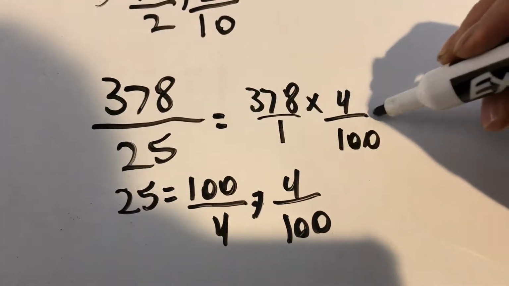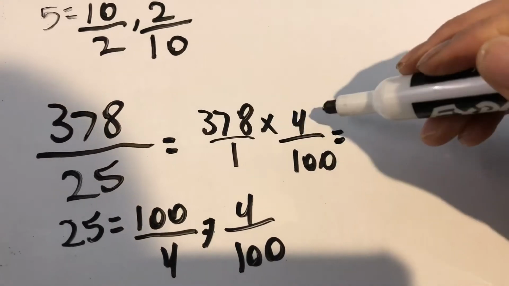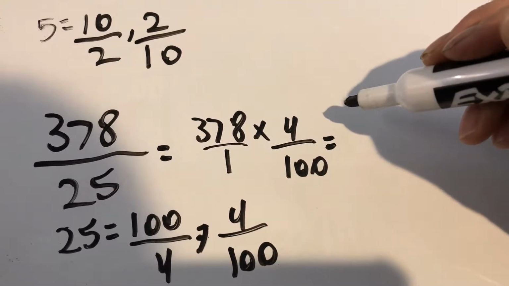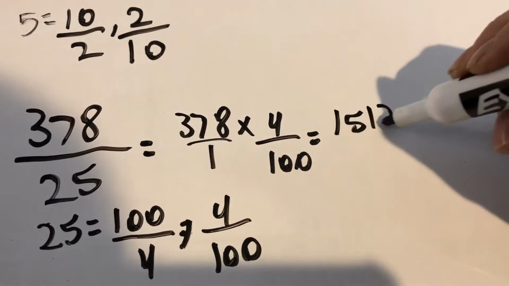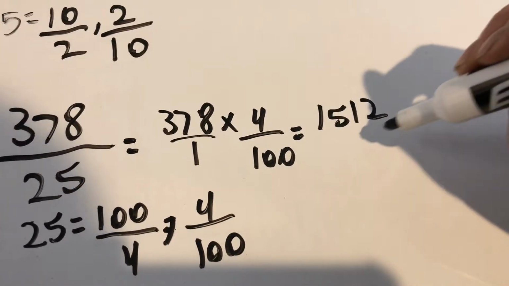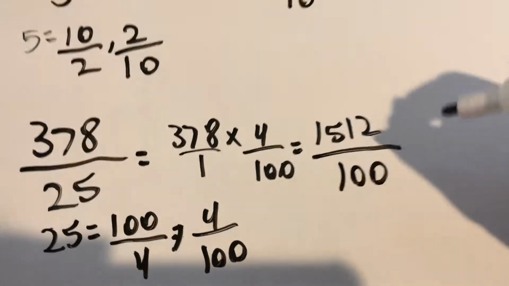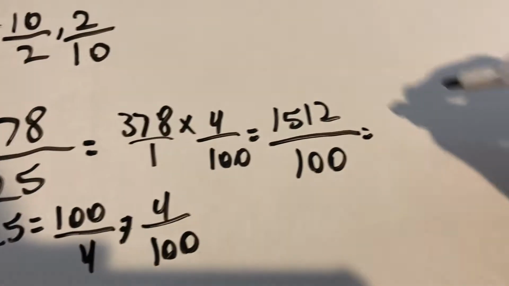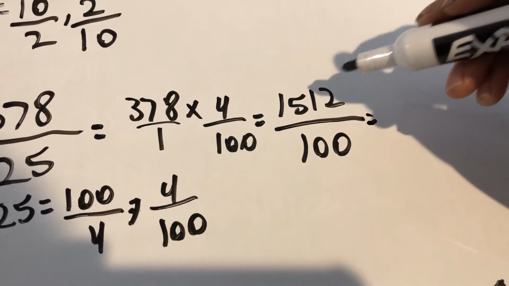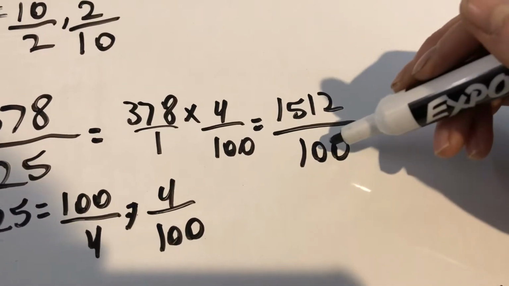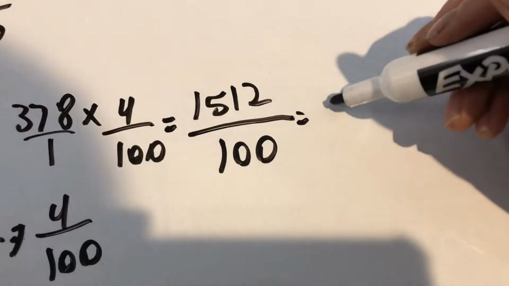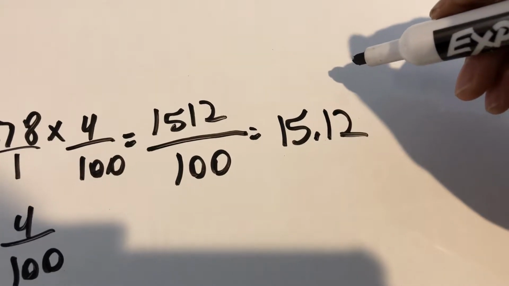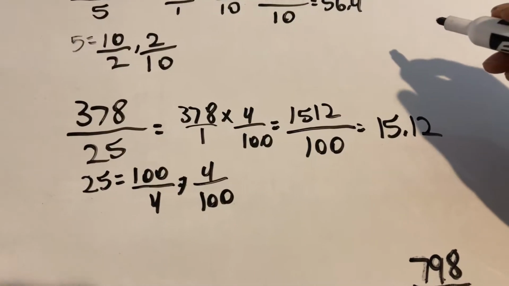Make this a little 1 right here. So 378 times 4 equals 1,512. 1 times 100 equals 100. If you're wondering what's taking me a moment, I was thinking this in my mind. Anyways, now we can divide 1,512 by 100, which equals 15.12 as my final answer. Alrighty, next one.